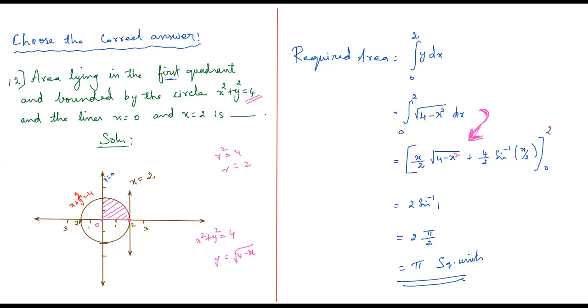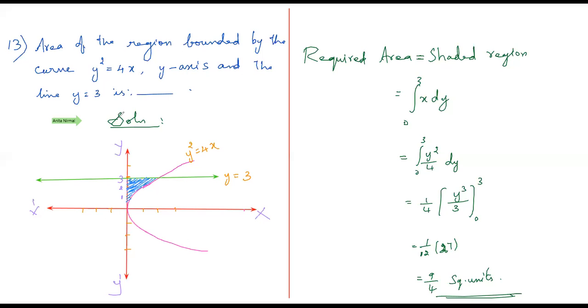It is question number 13. The next question is the area of the region bounded by the curve y square is equal to 4x, the y-axis, and the line y equal to 3. So it is a parabola. The parabola is of the form y square is equal to 4ax, right? It is symmetric about the x-axis and open right. So I have to draw the parabola this way.